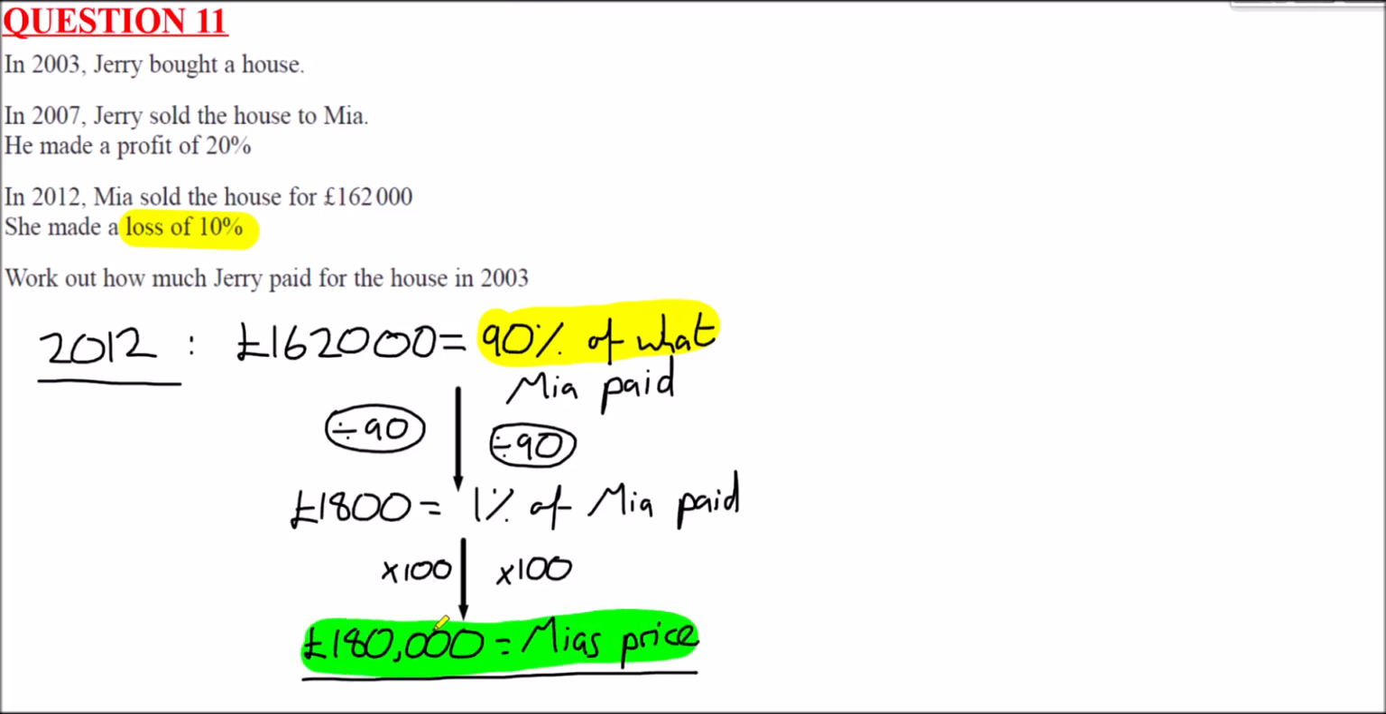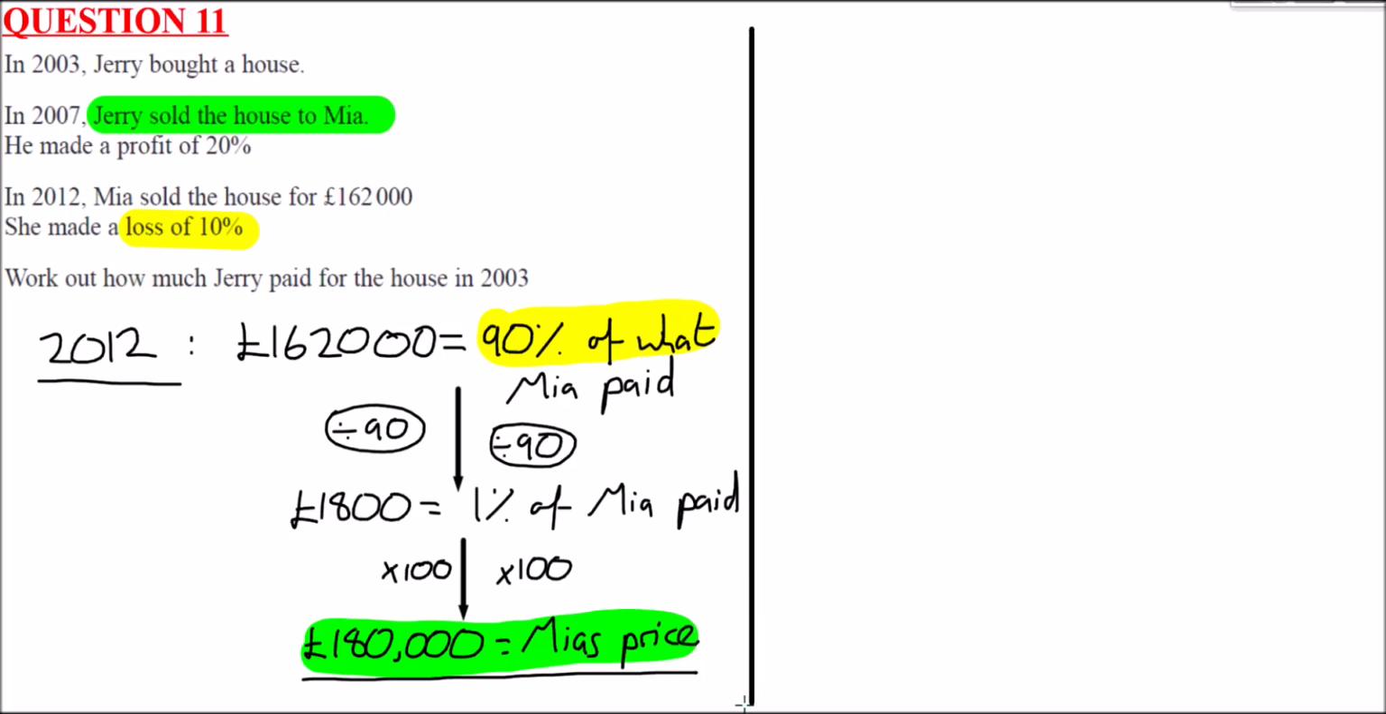But who did she get it from? Well, she got it from Jerry. So when Jerry sold the house to Mia, he must have sold it to her for £180,000. So therefore, £180,000, that's what Jerry sold it for.